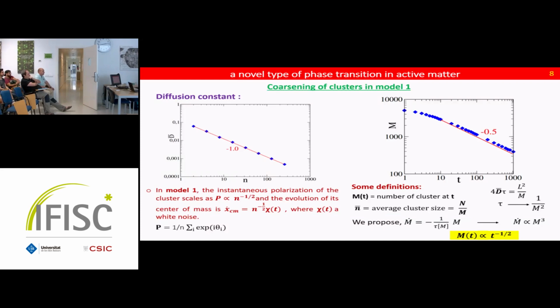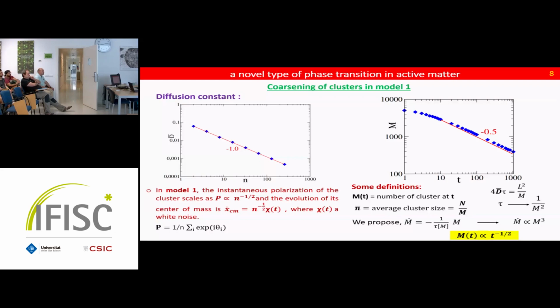So next is how the coarsening happens in this system. We start with a random distribution of particles. Let's say there are M clusters in the beginning, and because of the attraction, the number of clusters will decrease with time. M(t) is the number of clusters at time t. One can define the average cluster size at any time, that will be the total number of particles over the number of clusters.